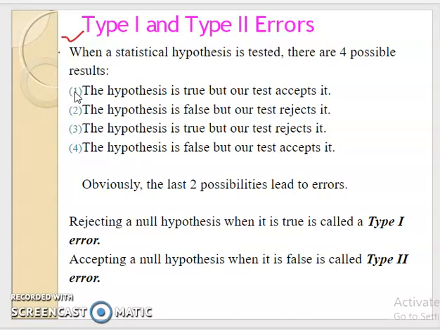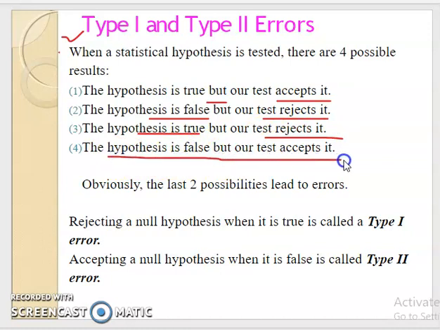And there are four possible results that can occur. That is, the hypothesis is true and our test accepted. Then the hypothesis is false and our test rejected. Then the hypothesis is true but our test rejected. And the fourth one, the hypothesis is false but our test accepted.